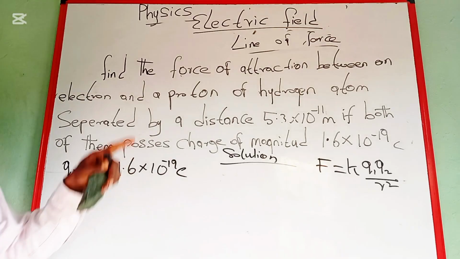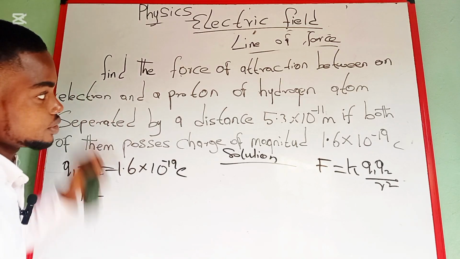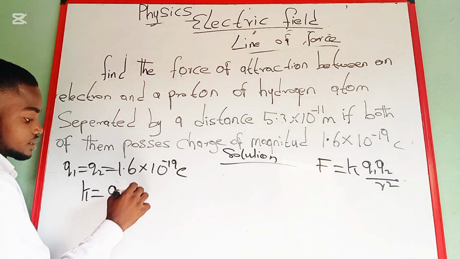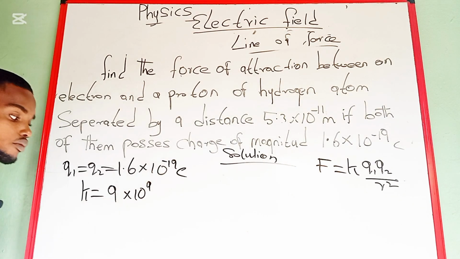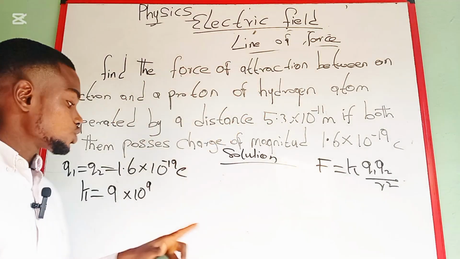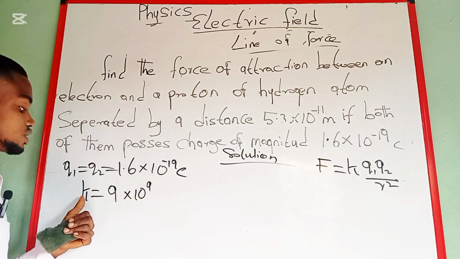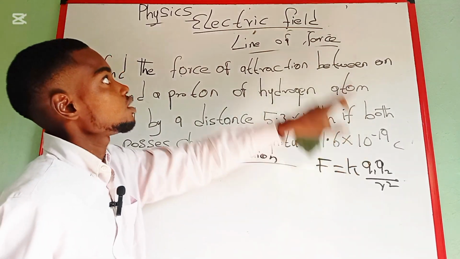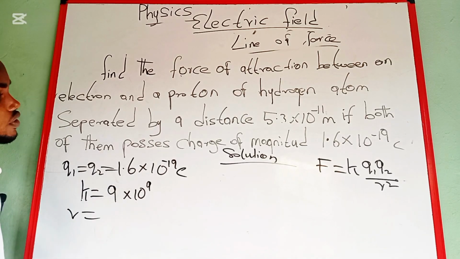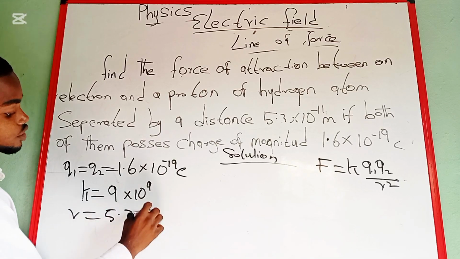Now, the K, which is the constant, I did not give the value here. The constant is also used as 9 times 10 raised to the power 9. You can use this value if you don't want to use the other value. This one is easier, so we're going to be using this particular value for the constant of proportionality in Coulomb's law on electric field. Now what about R? The R was given as the separation distance of 5.3 times 10 raised to the power negative 11.